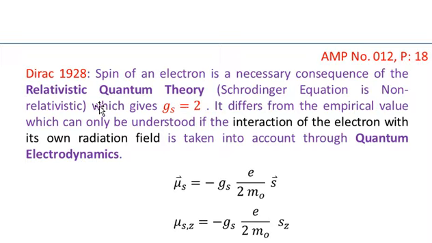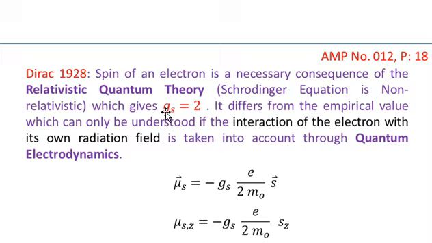And if you follow that quantum theory, you will get the value of Gs equal to 2. You know that classically we have set the value of Gs equal to 1. But if you follow the Dirac theory of the relativistic quantum theory, you will find that the value of Gs is equal to 2. It differs slightly from the empirical value, which can only be understood if the interaction of the electron with its own radiation field is taken into account through quantum electrodynamics.